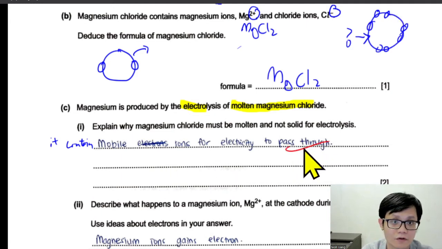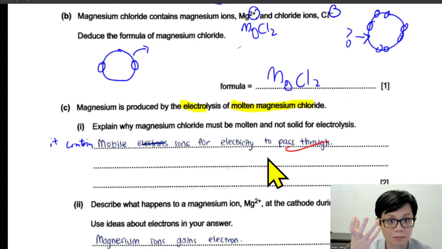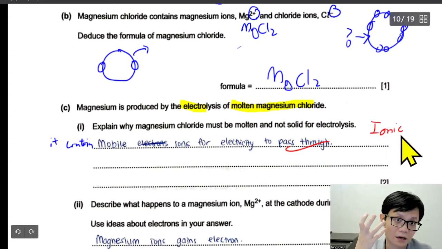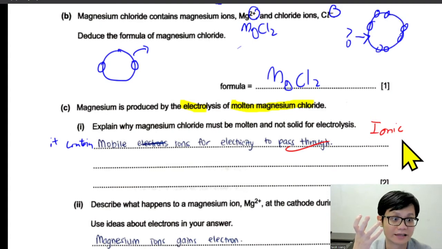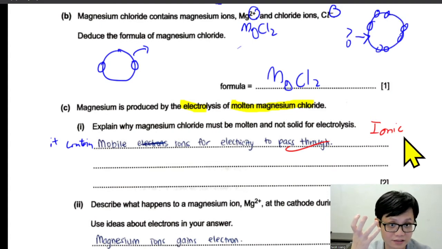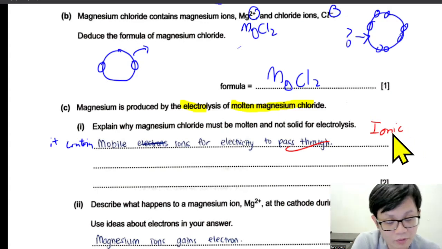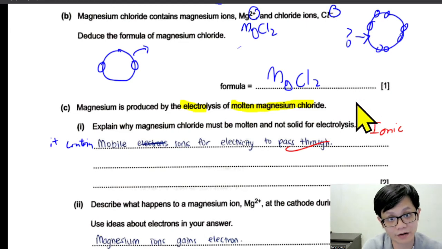If the thing is not molten, when we are talking about ionic bond, an ionic compound can only conduct electricity when it is in the molten state, because it has mobile ions. If it is solid, then you cannot conduct electricity. Because why can electricity be conducted?